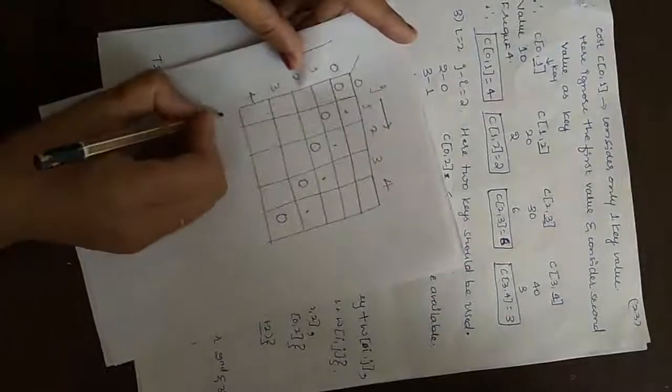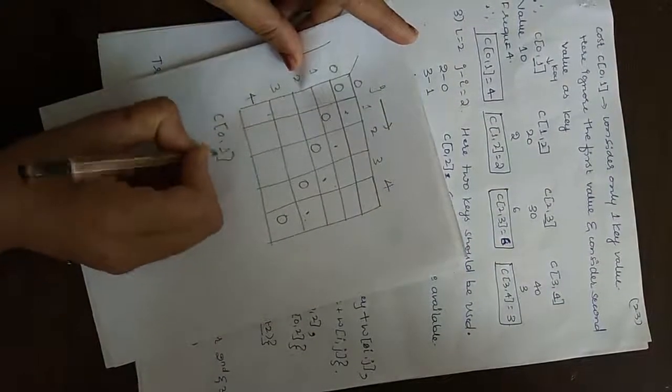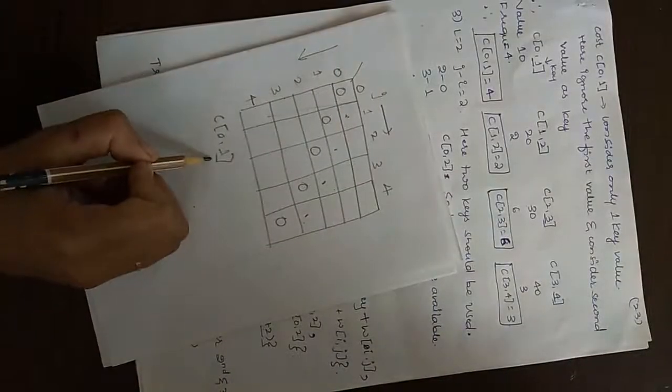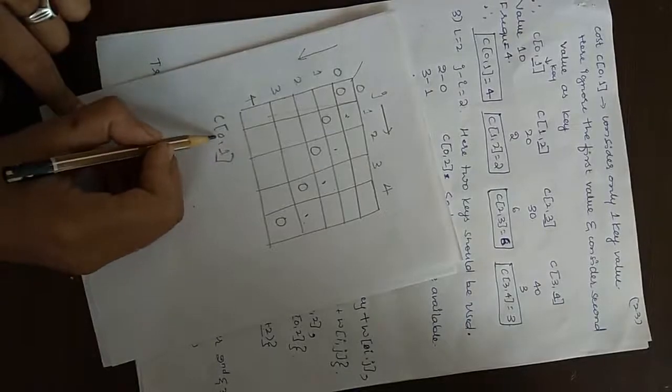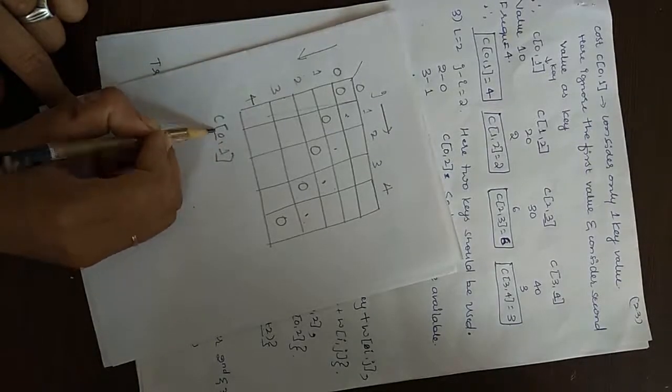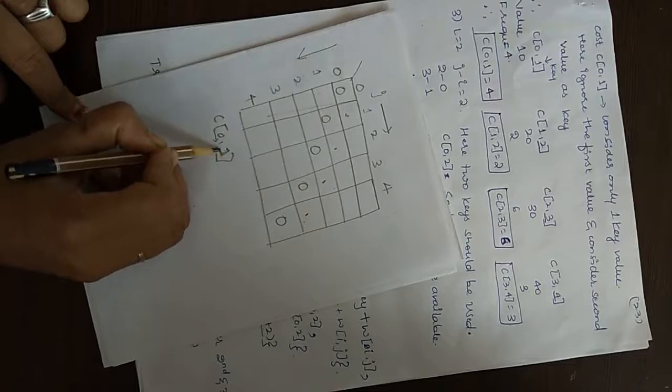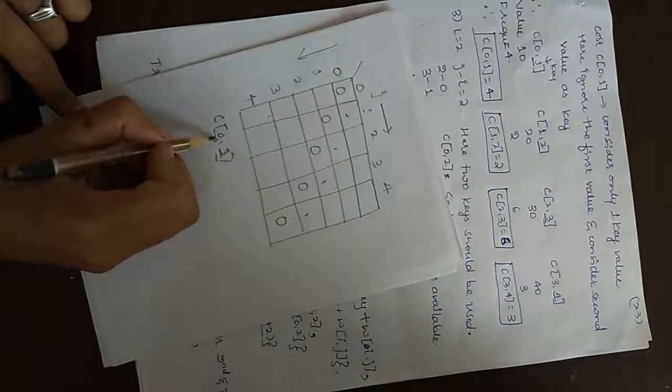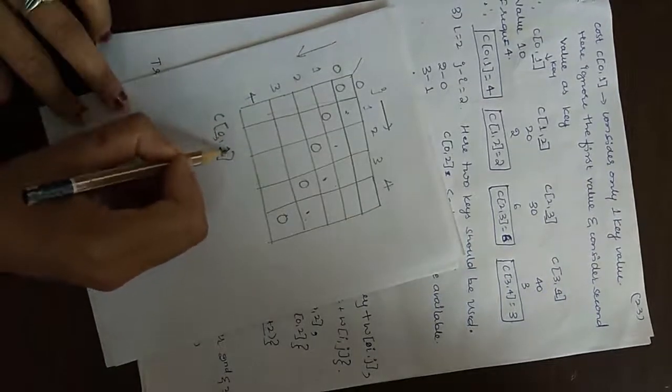So let us see how to find the cost of those. Now here C of 0, 1. We have to find the cost of 0, 1 here. So 0, 1 means what? It indicates neglect till the 0th element and consider only the first key element.